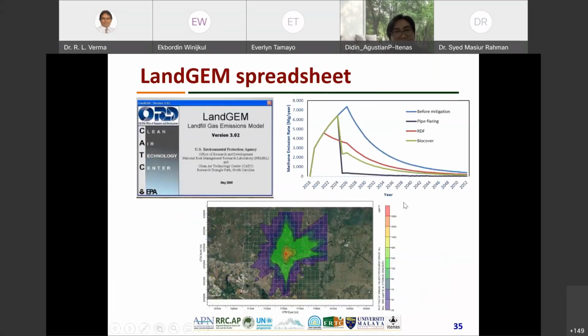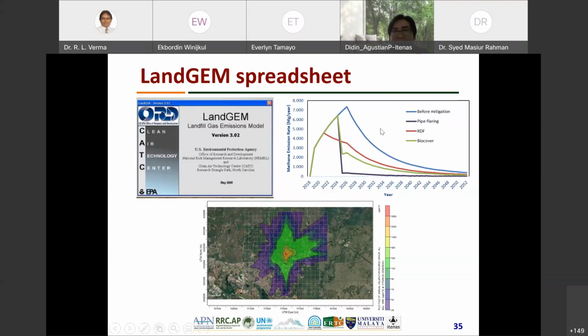So I think this is quite a simple model to estimate the methane generation from the landfill. Basically it's quite a similar algorithm with the IPCC, but there are some differences on how to write the codes following the first kinetic order of methane generation. So we use this model to evaluate, or to simulate, different options of methane emission reduction measures before mitigation. This is without any intervention, from time to time.